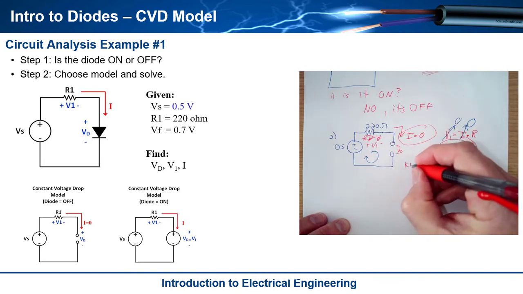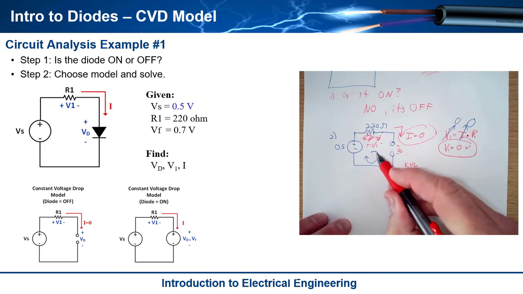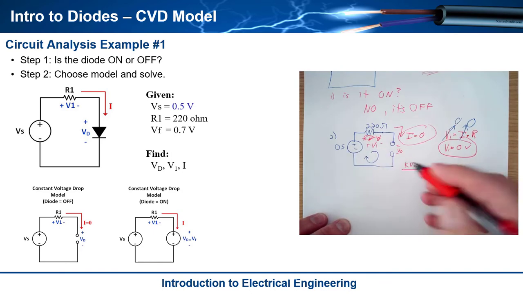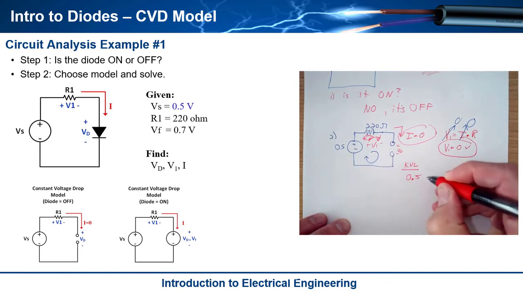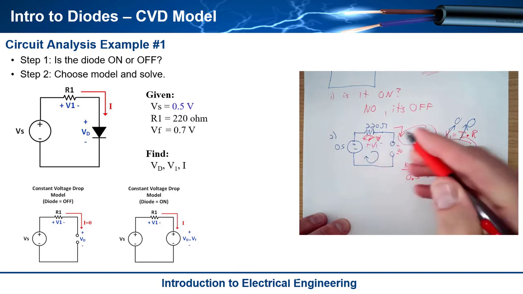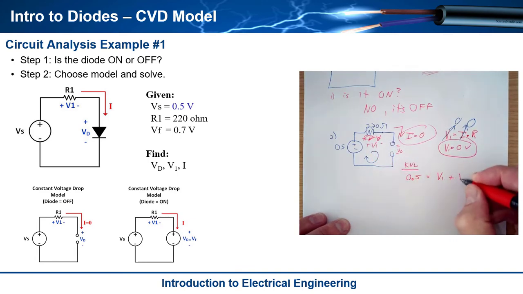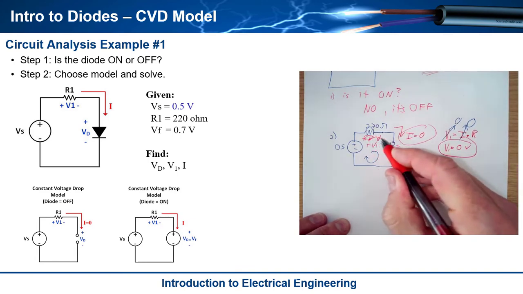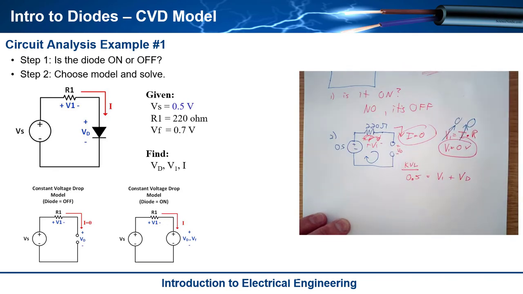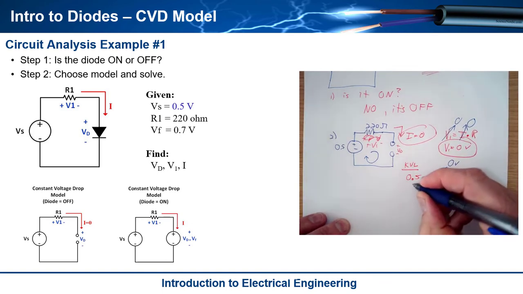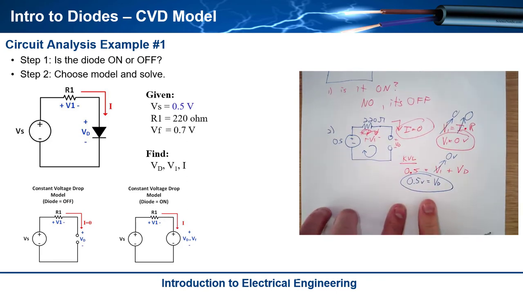So let's do KVL. I'm going to have a voltage rise across the source. I'll put my rises on the left, and then I'm going to drop across V1, and then drop across VD. That's my equation. Well, lo and behold, I have already solved for V1, that's equal to 0 volts. And so I can immediately write that the voltage across the diode is 0.5 volts. And so now I have solved for the 3 variables that I care about.